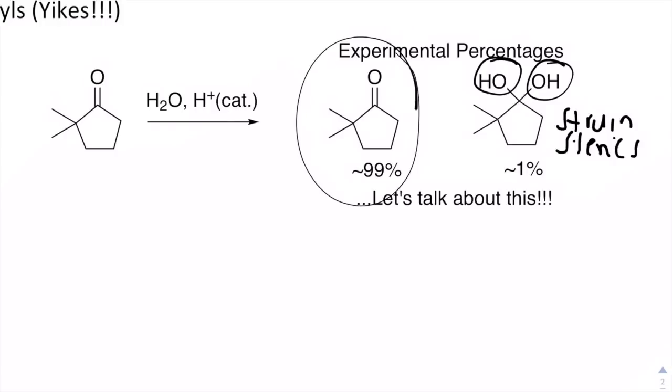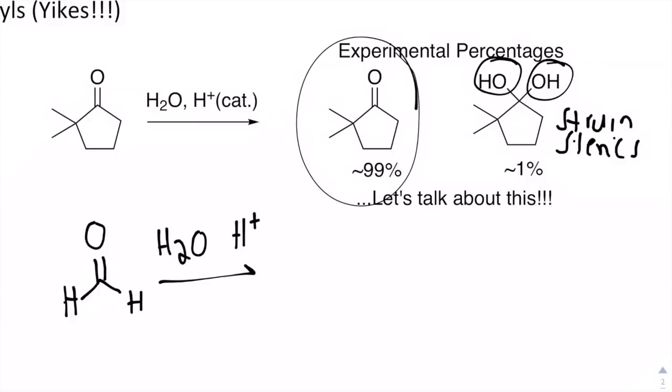So if you saw something like this on an exam, we would definitely say that there is no reaction happening here. But I do want to just point out something with formaldehyde. Formaldehyde is that one exception, and it does make sense. If I were to do this reaction, again under acidic conditions, we will see that we form almost exclusively 100% of this gem diol over here.